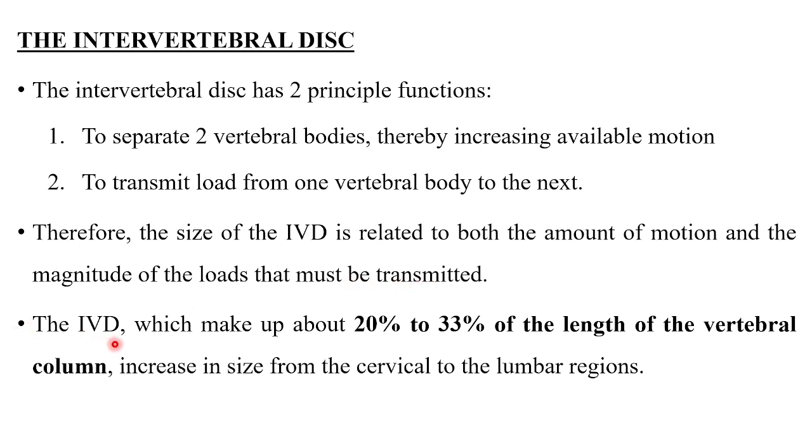The intervertebral disc makes up 20 to 33% of the length of the vertebral column. The intervertebral disc size increases from the upper region to the lower region, that is, from the cervical region to the lumbar region. That means in the cervical region, the intervertebral disc will be small compared to the lumbar region, whereas in the lumbar region, the disc size will be larger because of the increased weight bearing or loading of the lumbar region.